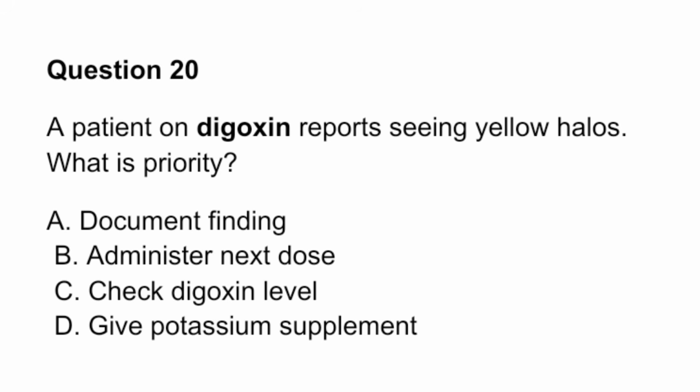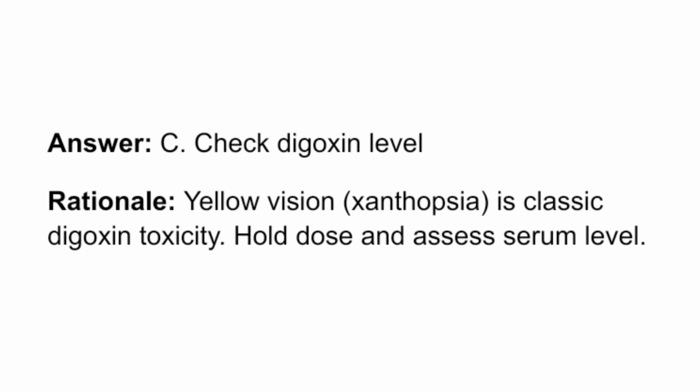Question 20. A patient on digoxin reports seeing yellow halos. What is priority? A. Document finding. B. Administer next dose. C. Check digoxin level. D. Give potassium supplement. Answer: C. Check digoxin level. Rationale: yellow vision, xanthopsia, is classic digoxin toxicity. Hold dose and assess serum level.